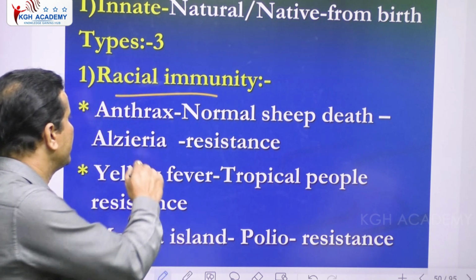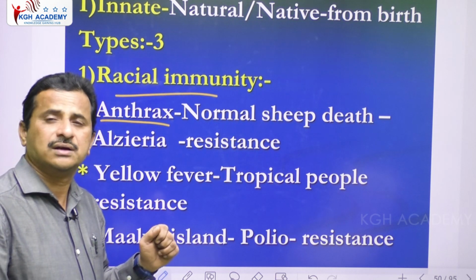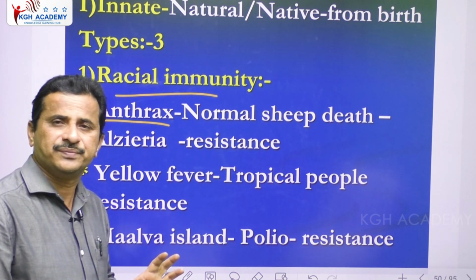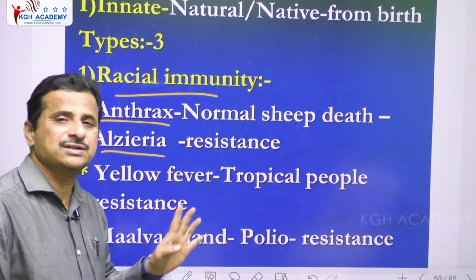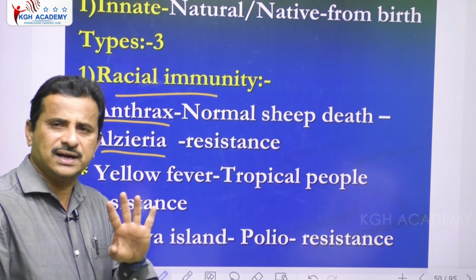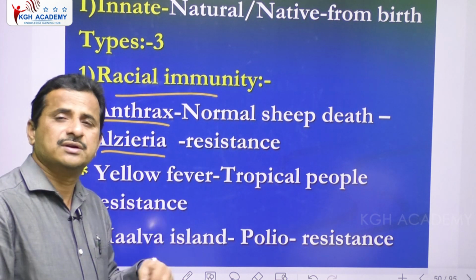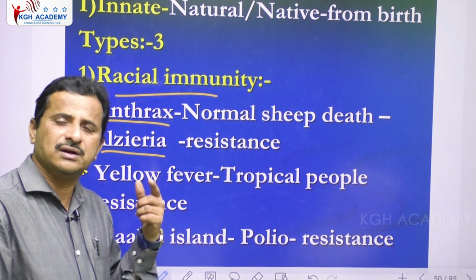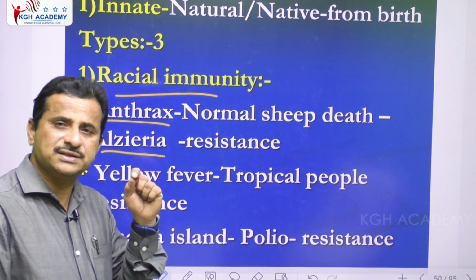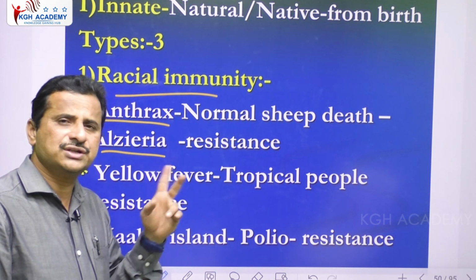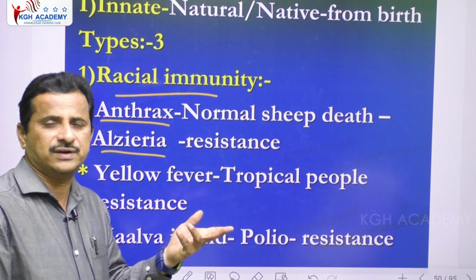For example, anthrax is common in normal sheep, but Algerian sheep show resistance to anthrax. That means anthrax bacteria do not cause any damage to Algerian sheep, but anthrax bacteria cause serious damage and death in normal sheep. Both are sheep, but based on race, the immunity is different.